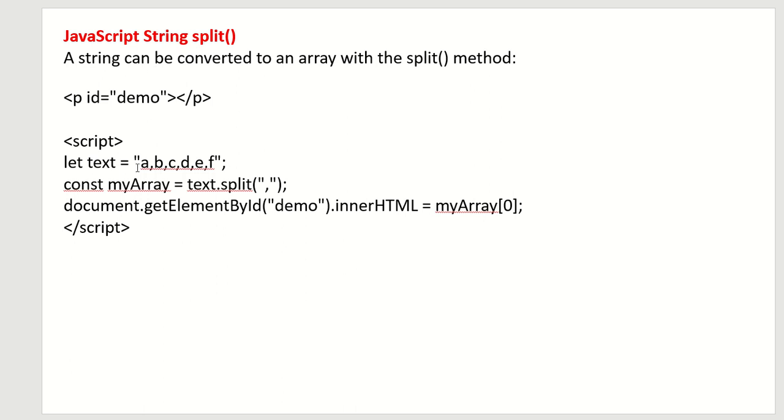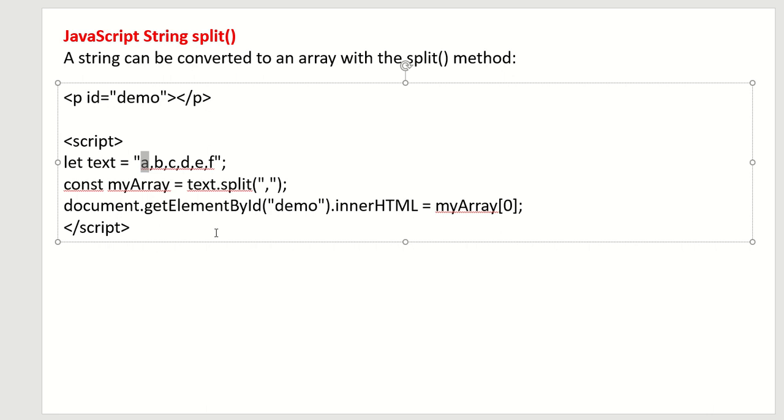And the last one is the JavaScript string split function. So we have text equal to a comma b comma c comma d comma e comma f. We are going to split based on the comma separator. This is the separator. If it is a semicolon b semicolon, then write semicolon. If it is a colon b colon c colon, then write colon. After splitting, our answer will get stored in myArray variable. When we print myArray of index 0, it will print only a, because in myArray of 0 it is a, then myArray of 1 it is b.